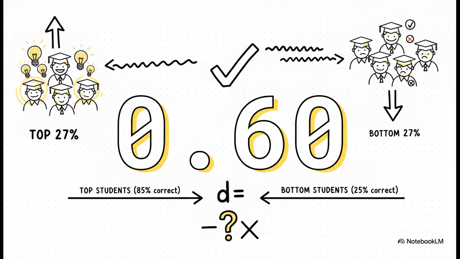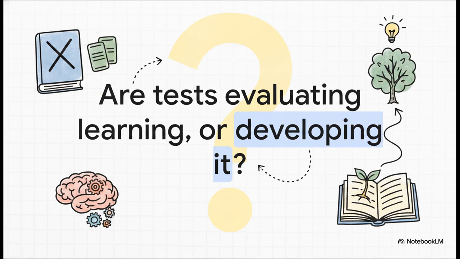But imagine if the top students overthink a poorly worded trick question and get it wrong, while the bottom students just blindly guess and get it right. You'd get a negative d-value. That instantly tells the test developers, hey, this question is broken. Throw it out immediately.